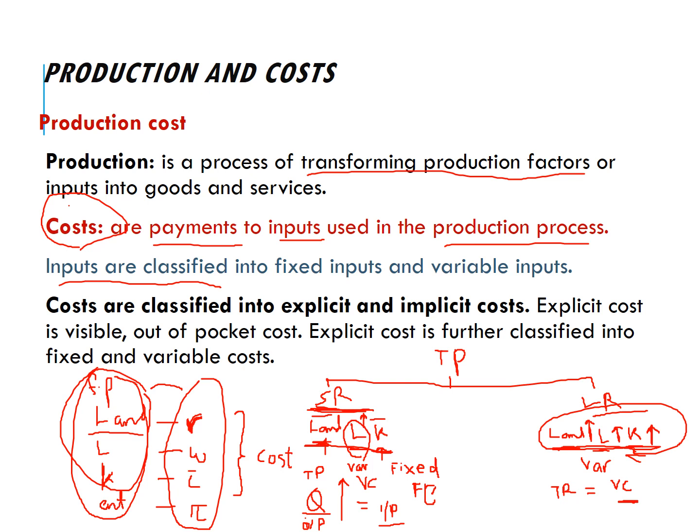But in the short run period, total cost equals variable cost plus fixed cost, because in the short run you have variable input and fixed input. So you have variable cost and fixed cost. That is your total cost.